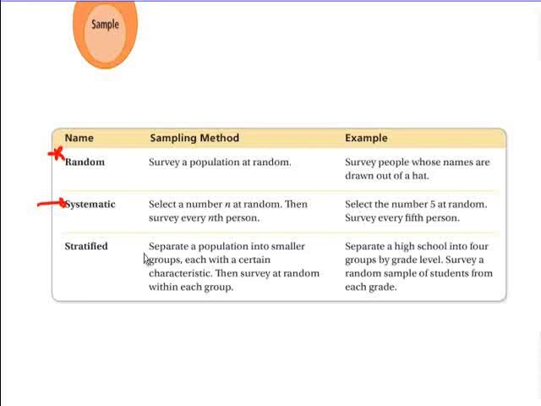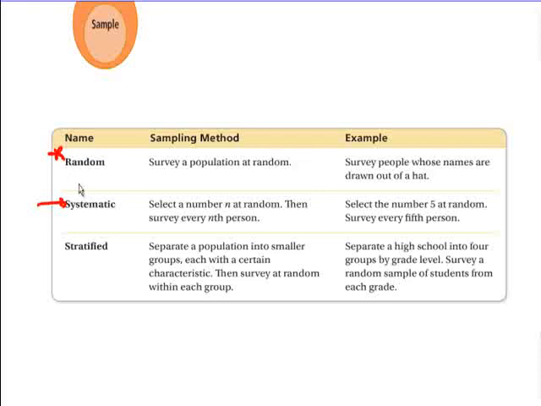And stratified. We want to separate a population into smaller groups, each with a certain characteristic. Then survey at random within each group. So maybe you want to survey something about the cafeteria, but you want to find out if the guys and the girls have a different feeling about it. So we start to split the whole thing into 4 categories by grade level. I give the example of guys and girls. Here they give the example of grade level. So survey a random sample of students from each grade. So we want to make sure that we get a random number in each grade.